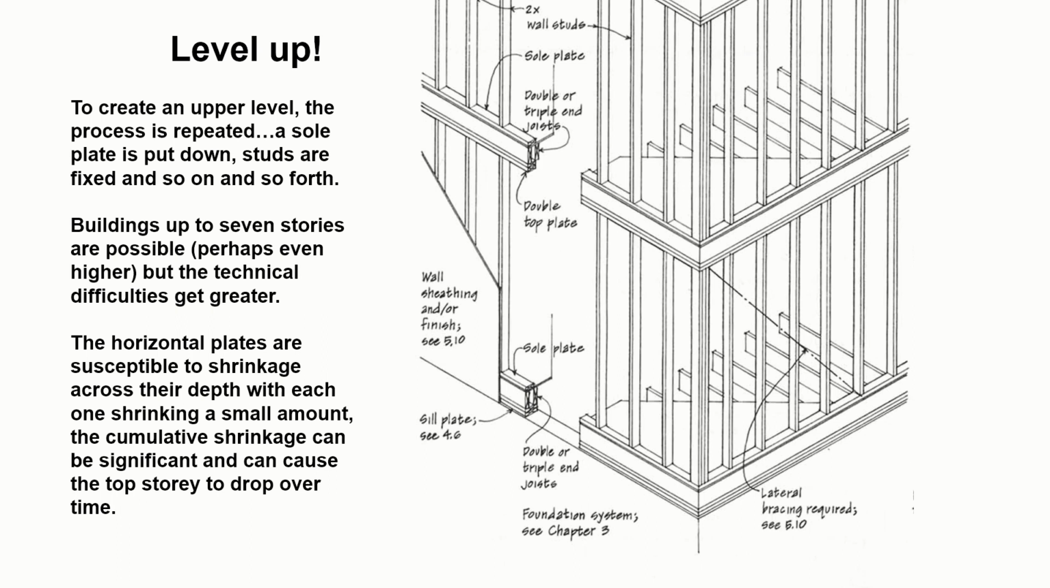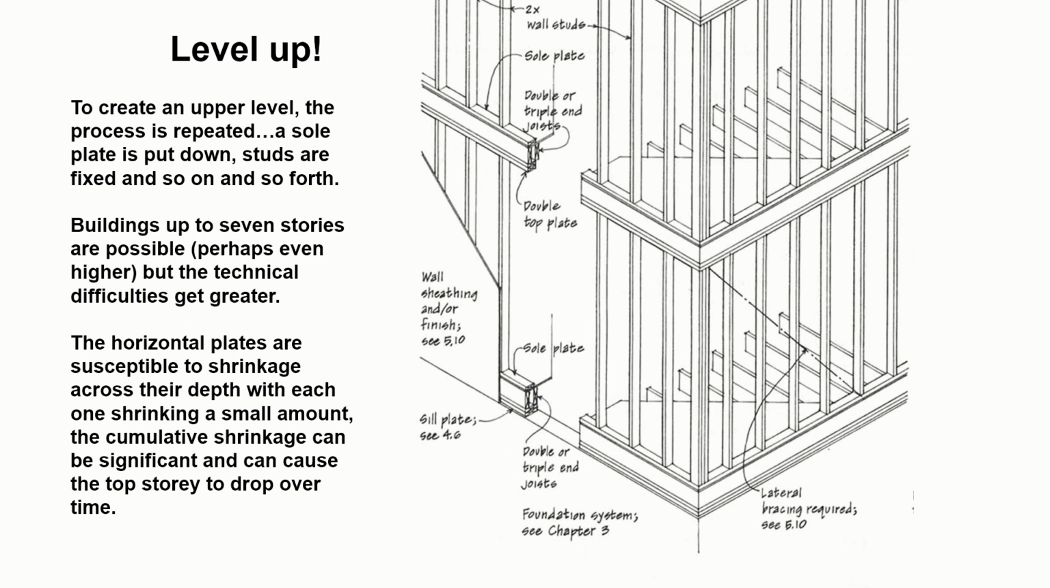I said before that you could get up to 7 stories. It's probably possible that there are buildings taller than that, but there are difficulties involved in building tall buildings using platform frames. When you install a piece of timber horizontally, it is more susceptible to shrinkage across its depth. So timbers tend not to shrink across their length because that's the direction that the grain of the timber goes in, but across the grain timber will shrink.